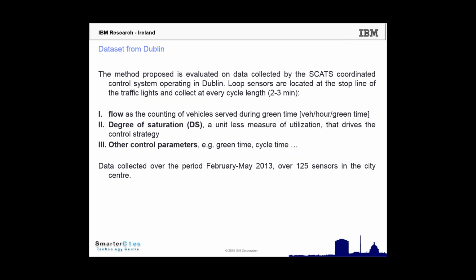We proposed an approach a bit more complex and evolved compared to this one. So we used both the degree of saturation and the flow to detect the state. So we detect the free flow, the underutilization state, and the congested state. And then we also have other control parameters that are collected by the system. So there is the green time and the cycle time. All of these control parameters are actually a picture of the control strategy of the system and of how the system is working.